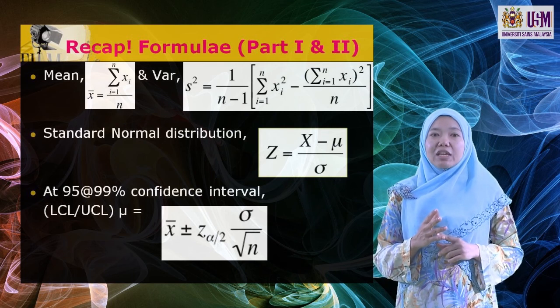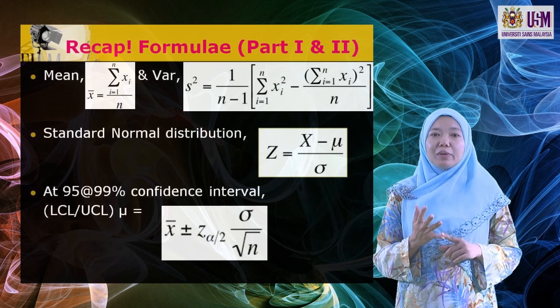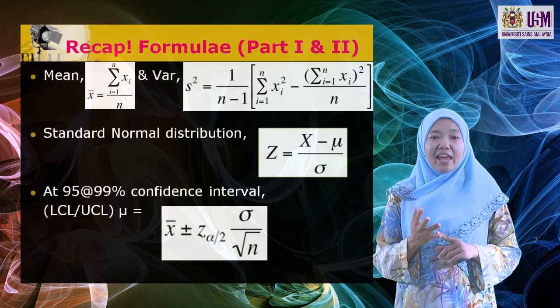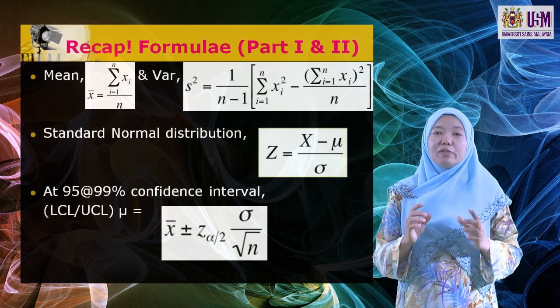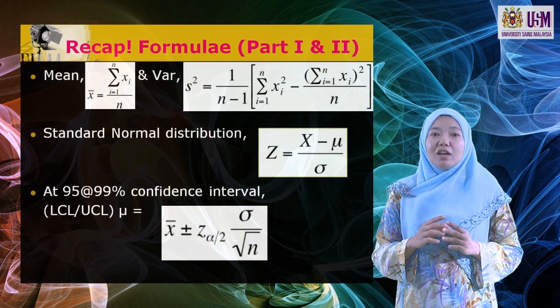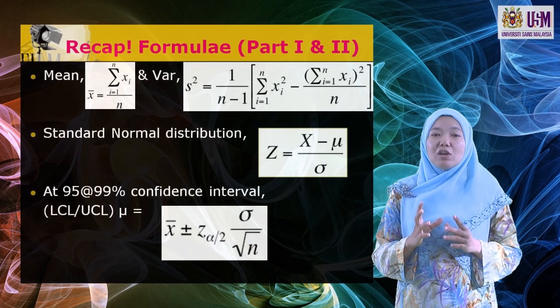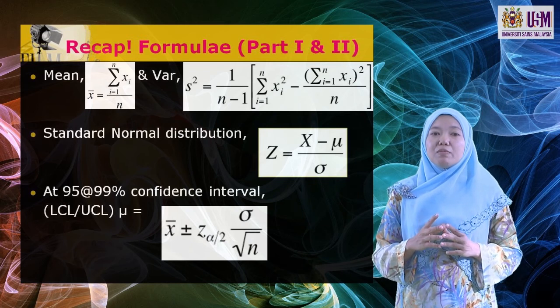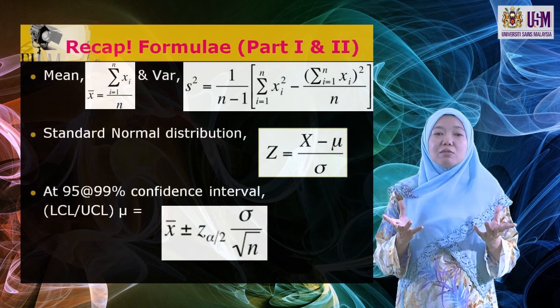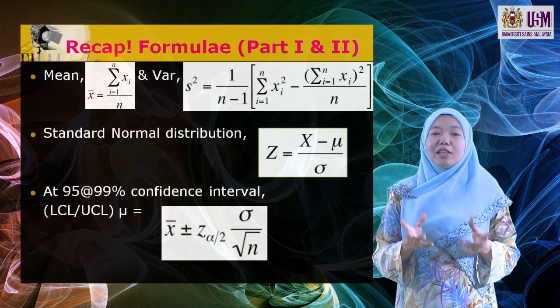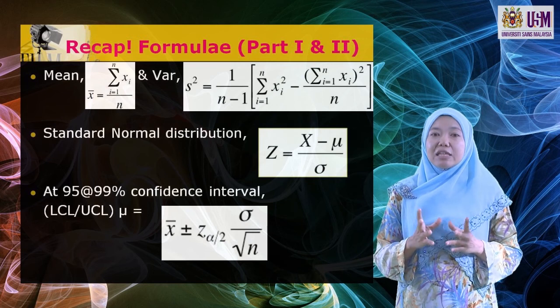Bear in mind, when I introduced the x bar and the s squared just now, the small s, both are sample statistics. I do hope that you still remember that sample statistics are different from population parameters. So when we talk about the population mean, we have mu, and for the population standard deviation, we have sigma. So that is the first part.